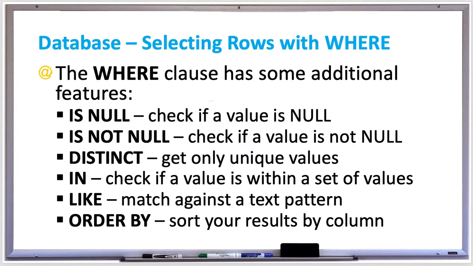When you're selecting rows with where, there's a few additional features that you can use. You can use is null in a where clause to check if a value is null, or is not null to check if a value is not null. You can use the distinct clause to only get unique values in your result set.